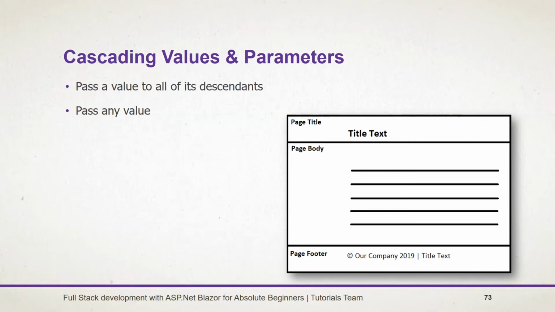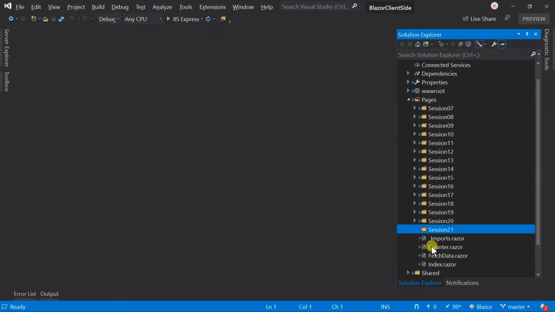Let's understand it with an example. Here, I'm going to create a simple page. It will have a title, body and footer. The title text will be set from the main page and used by the page title and page footer. Now let's start with the page title.